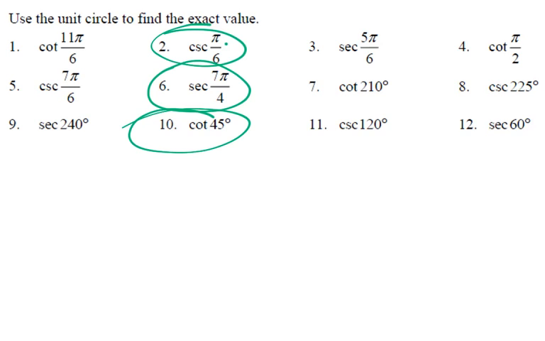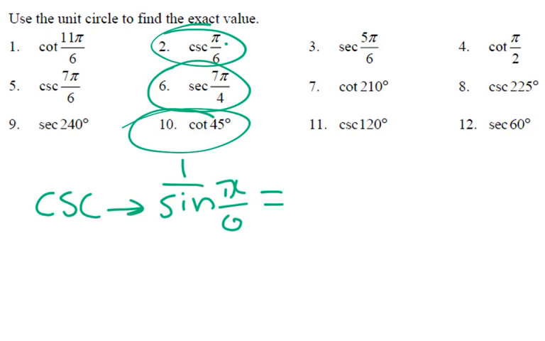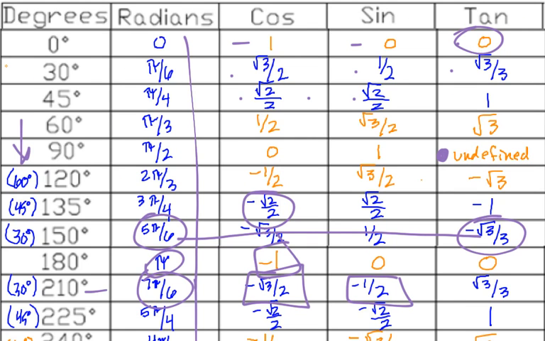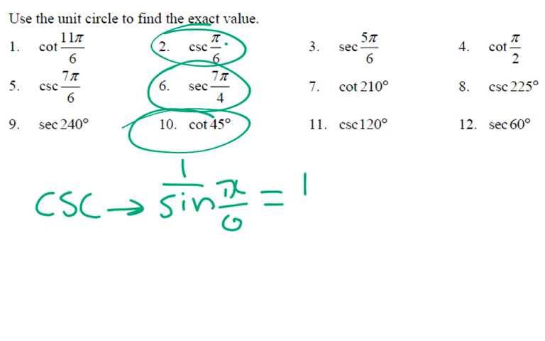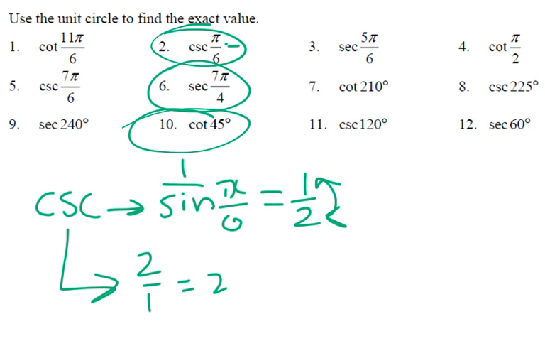So cosecant of pi over 6. What is cosecant a reciprocal of? Well, it has a co, and it's not a tangent, so it's going to be the reciprocal of sine. So it's like 1 over sine. So what would the sine of pi over 6 be? Well, let's look. Pi over 6 right here, 30 degrees. Sine is 1/2. So if sine is 1/2, what's the reciprocal of that? 2 over 1, which is just 2. So the cosecant of pi over 6 is 2.